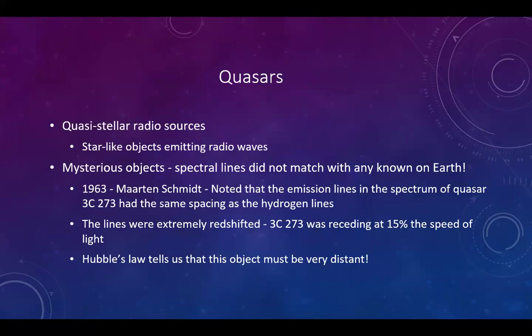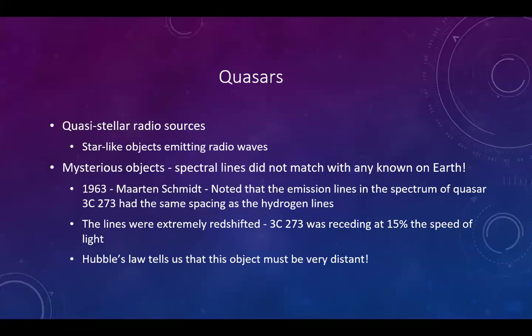And quasars are what were called quasi-stellar radio sources. These were radio sources that were observed. They were very bright. They looked kind of like stars, but their spectrum didn't make sense. And they were mysterious objects. Their spectral lines didn't match with any known on Earth until in 1963, Martin Schmidt noticed that the emission lines in the spectrum of quasar 3C273 had the same spacing as hydrogen lines.